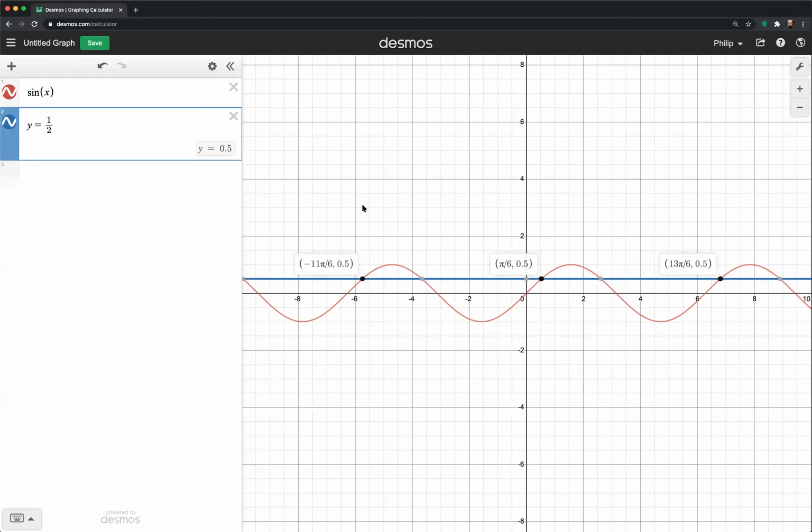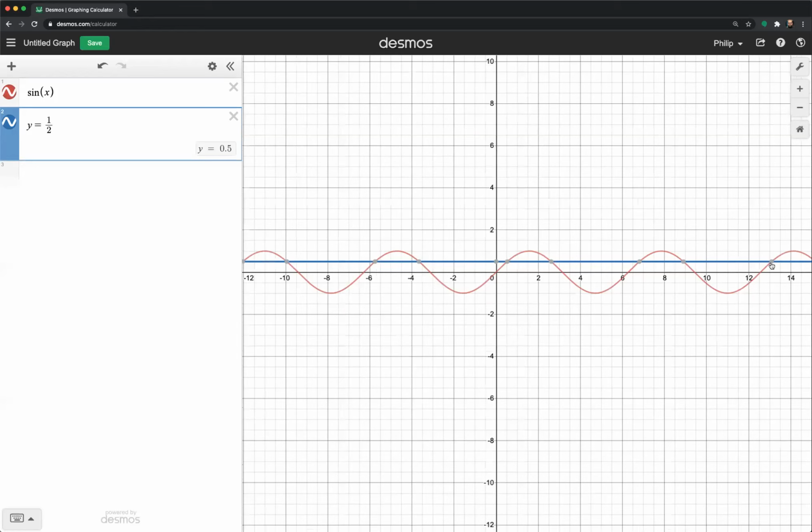So these are all of the general solutions of the form. Anything on the front half of this wave, these are going to be the general solutions of the form pi over 6 plus 2 pi k. And then anything on the back half of the wave, these are going to be our general solutions of the form 5 pi over 6 plus 2 pi k. So we get solutions that look something like this.